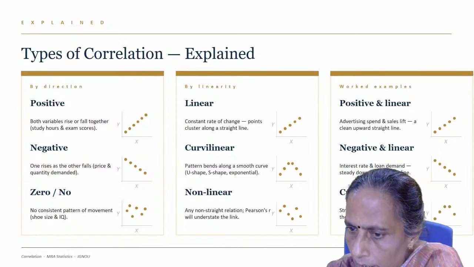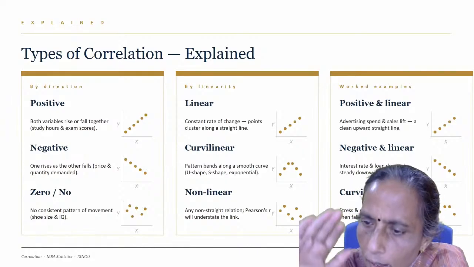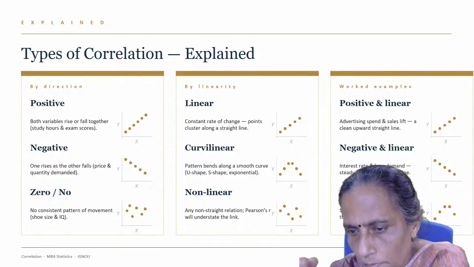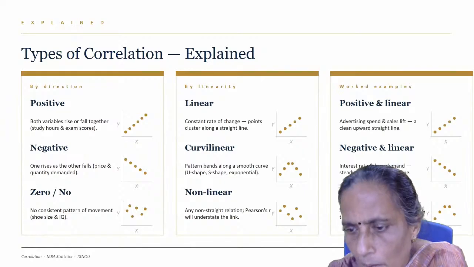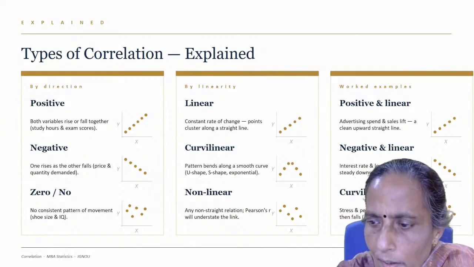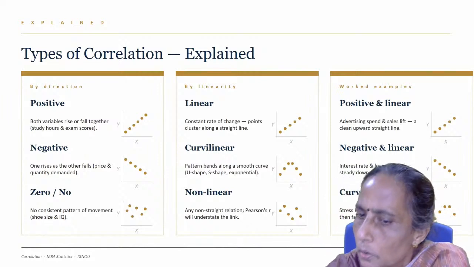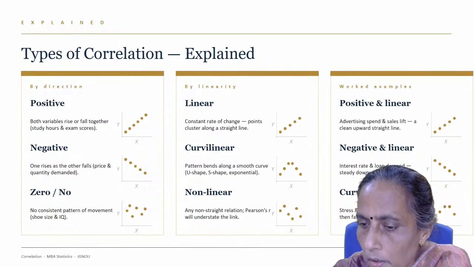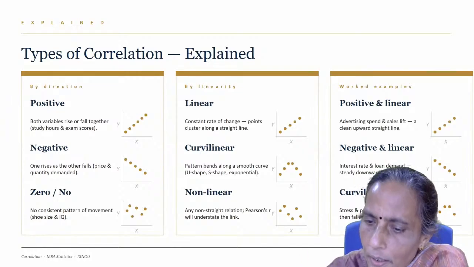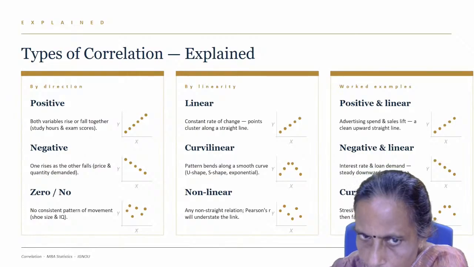Negative and linear: interest rate and loan demand. If the bank's loan interest rate increases, then people will not go for loans as much. So in that case, the demand for loans decreases. As interest rate increases, the loan demand decreases. So it is a steady downward straight line. The curvilinear: suppose stress and performance. It depends, it rises, peaks, then falls, an inverted U. Curvilinear.